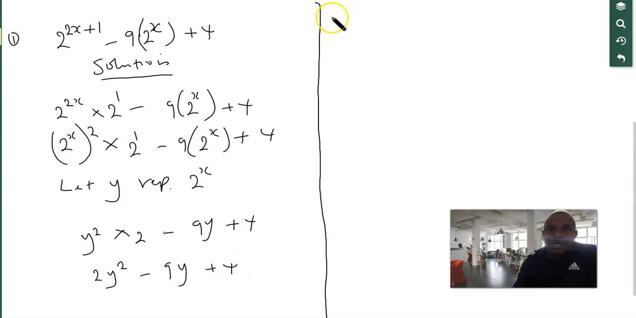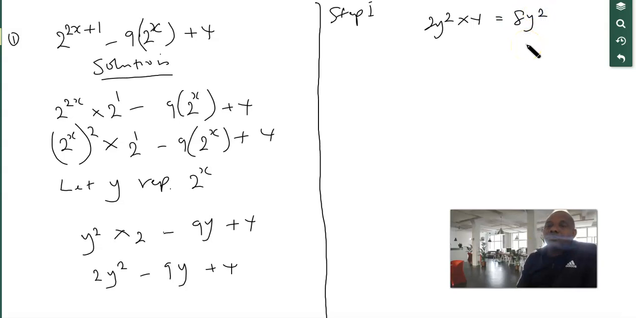So my step 1 in factorization is to multiply the first and last terms. It will be 2y squared times 4. What I'm going to have is 8y squared.